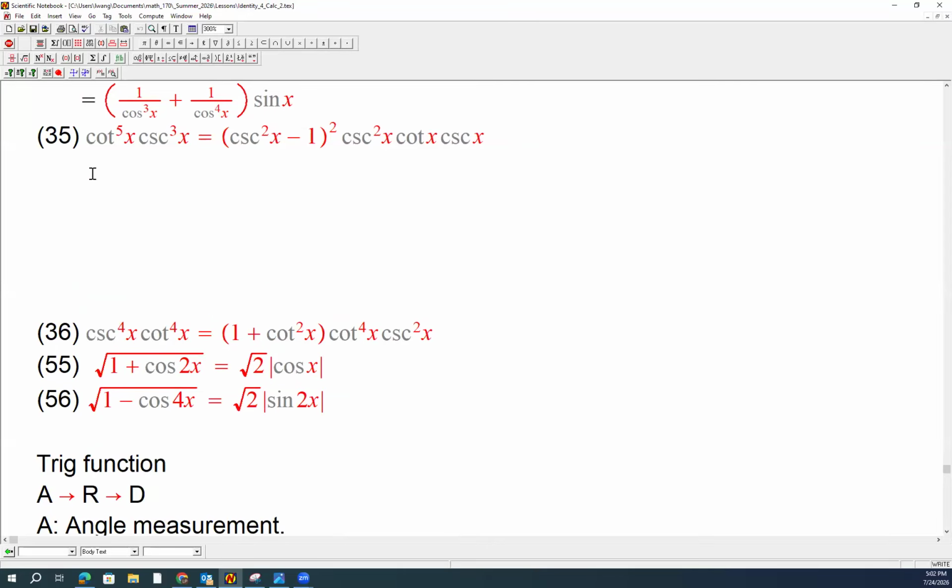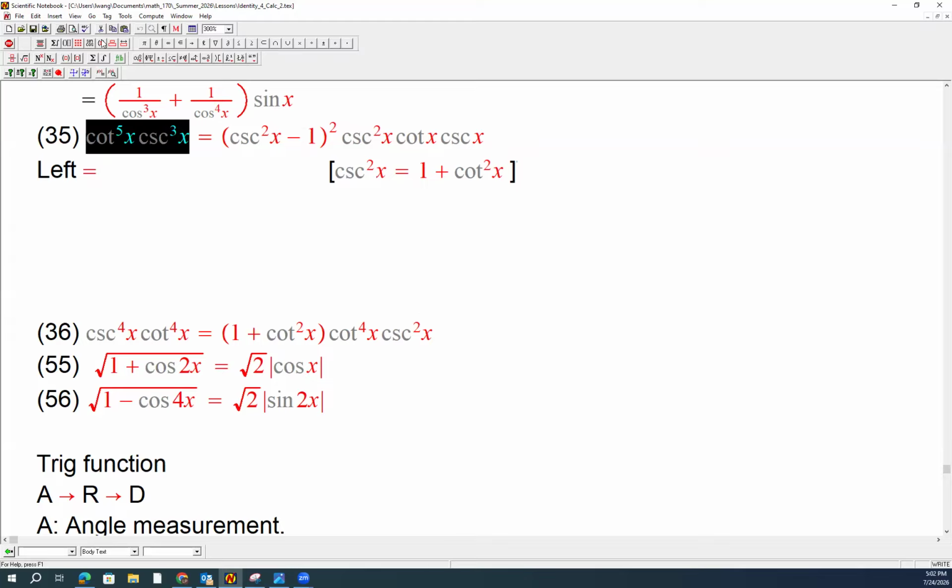Number 35. Okay. Number 35, we will primarily be using this identity. Okay, this identity is cosecant squared equals 1 plus cotangent squared. So that identity we're going to use.